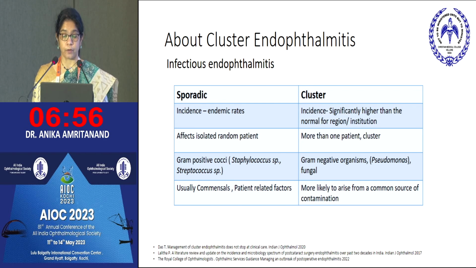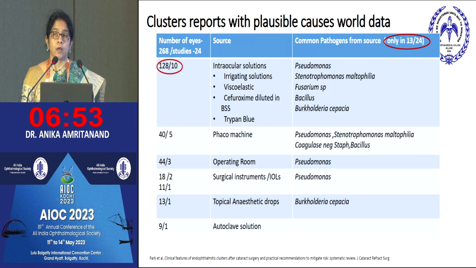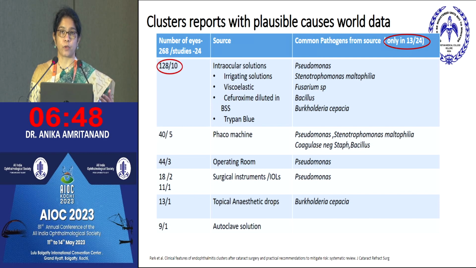This is a review which I've just put there to highlight the myriad places from which a patient can get infected. It could be anything which comes into contact with the eye, as well as the common pathogens. Intraocular solutions have been the culprits in most studies. However, this could even be because they are the most amenable to a microbiological evaluation, and that needs to be analyzed further. Also to note that sometimes you may not even identify a source, around almost 50% of the time, even if you investigate.